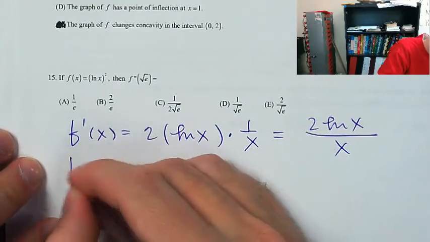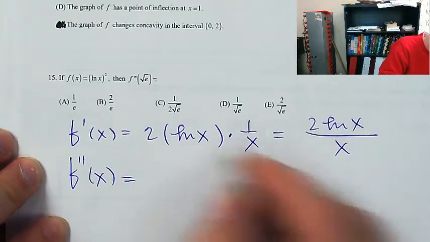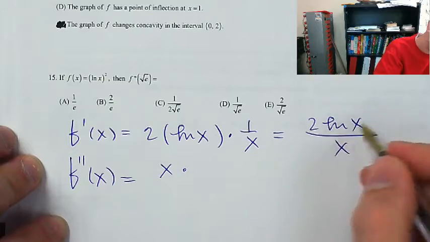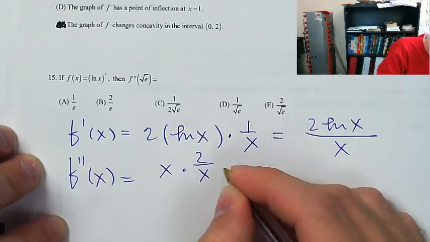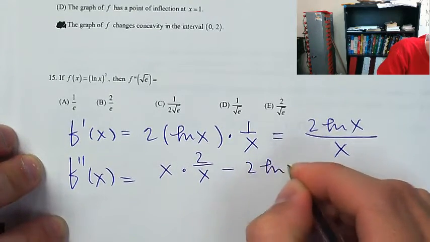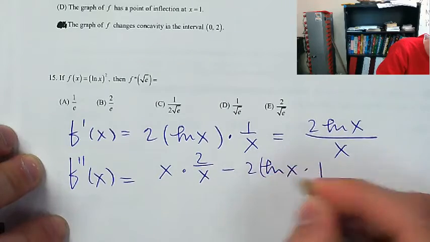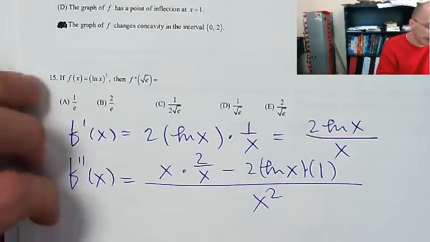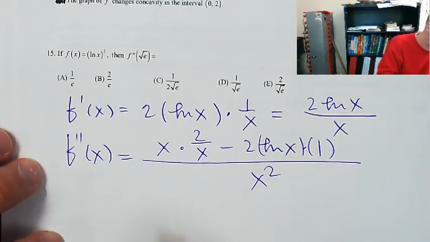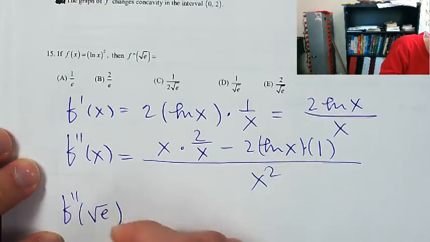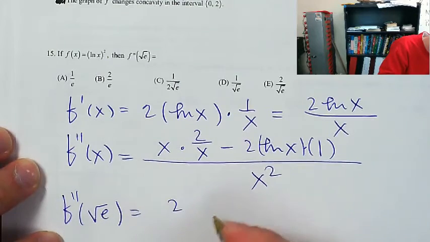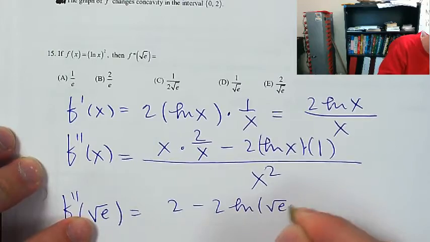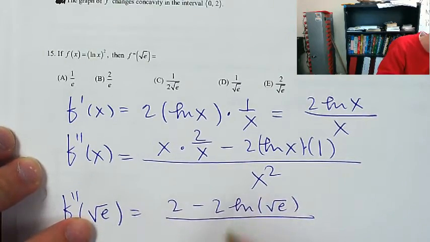Okay. So we can do our quotient rule. F double prime is going to be bottom times the derivative of the top. The derivative of the top is going to be 2 times 1 over x, minus the top times the derivative of the bottom, divided by the bottom squared. Okay. So if I plug in the square root of e, well, this is just going to be 2 minus 2 times the log of the square root of e divided by the root squared.